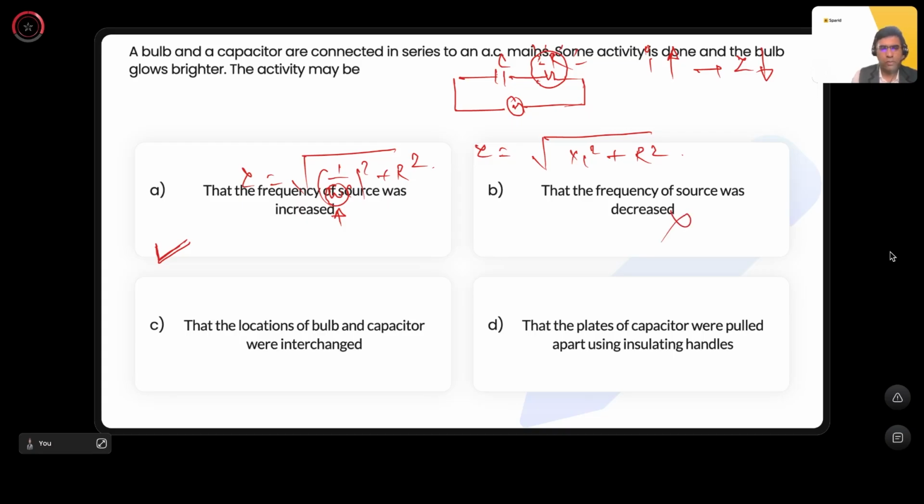This is the incorrect option because it is saying that it decreases. Interchanging the location will do nothing, so it is also wrong. The plates of the capacitor are pulled apart using the insulating handle. So capacitance is basically A epsilon naught upon D. When you increase the D, the capacitance will decrease. So if this thing decreases, this will increase. All right. So this is also incorrect. It might be correct if it were said that the plates are brought together. Then that could also have been an option there. Okay, so this is how you have to do it. It's a good question.